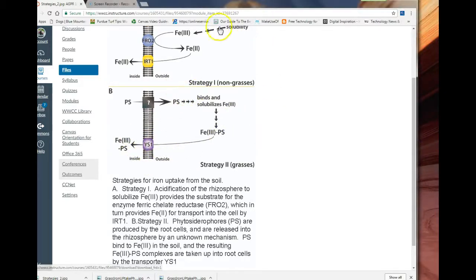So you can see that strategy 1 requires changing the pH, getting iron 3 to be reduced to iron 2, and then the protein allowing it across the membrane. And here the phytosiderophore binds to Fe3+, and the protein, the YS1 transporter, just allows it straight across the membrane.